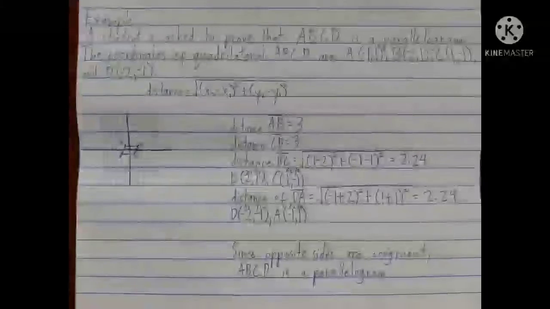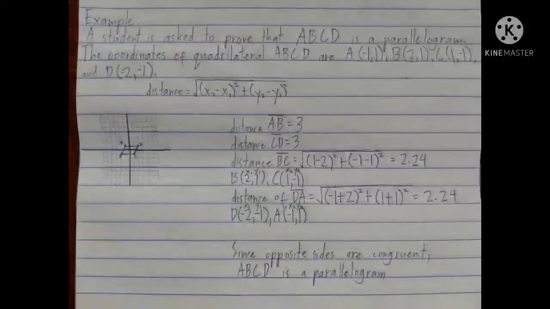Now let's solve for the distance of DA. DA is equal to the square root of (-1 plus 2) to the power of 2 plus (1 plus 1) to the power of 2. And if you calculate that, the answer will be 2.24. And since opposite sides are congruent, ABCD is a parallelogram.